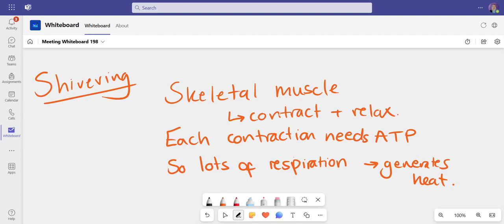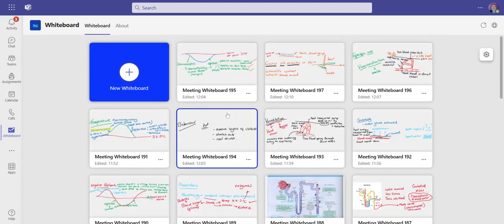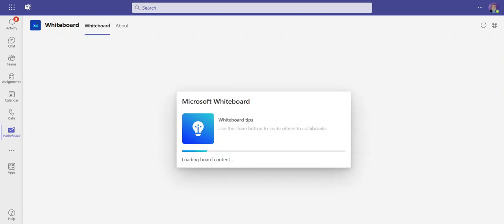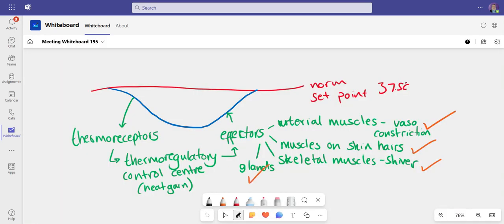We need more ATP because the muscles are contracting, and muscles contracting, relaxing so fast is called shivering, and that's why it warms you up. So it's not actually the movement that warms you up, it's the respiration that's happening behind the scenes that really is warming you up. But shivering is a cause of the increased respiration, and the increased respiration then warms you up. Right, the last one in our list was glands.